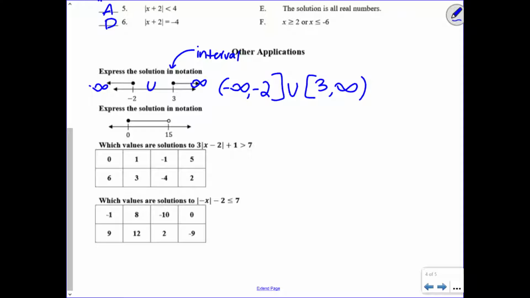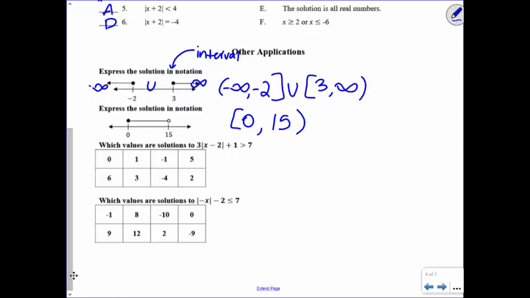What about this one? Square bracket 0. You would never get this as a solution for absolute value because they're either both going to be closed or both open. I was just making sure you were paying attention to whether it should be bracket or not. So that wouldn't be a solution to absolute value.